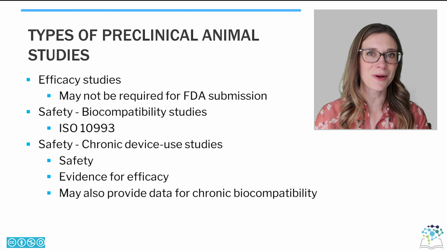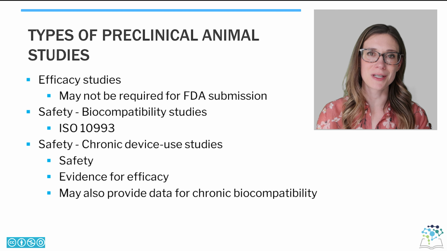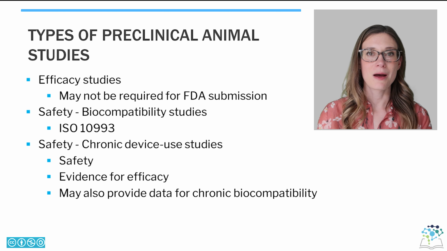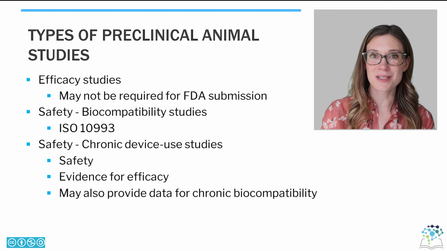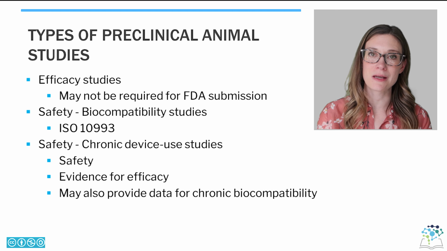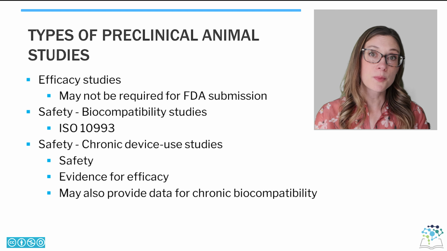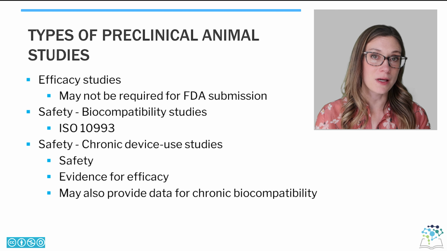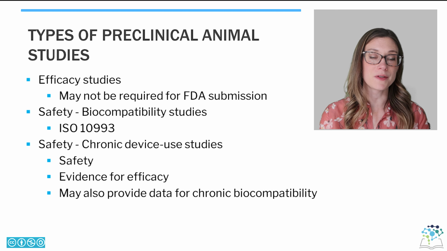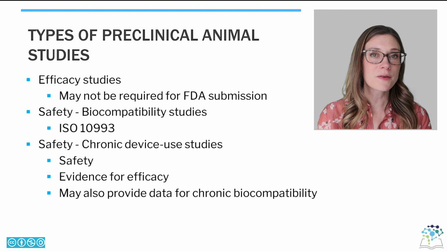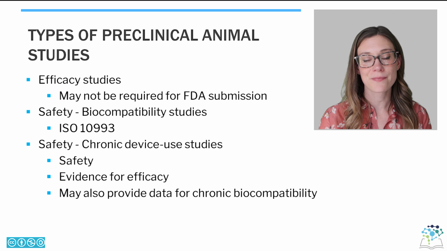So first, let's talk about the types of preclinical animal studies that you may need to consider. There are two general categories of studies. The first is efficacy and the second is safety. It's possible you may need to collect some efficacy data in an animal model for FDA submission, but the bulk of studies that you'll be conducting are those that will be used to determine safety.